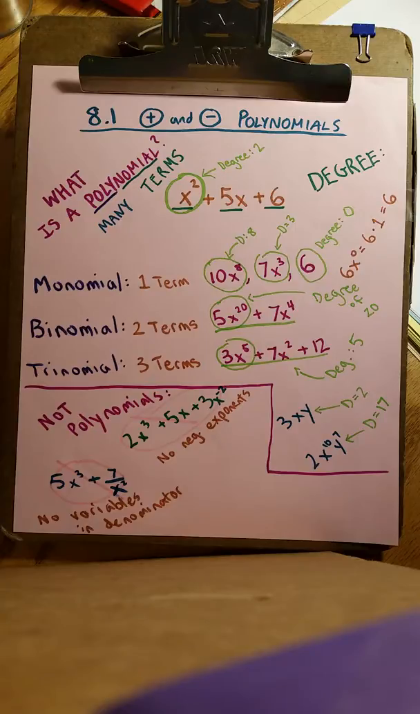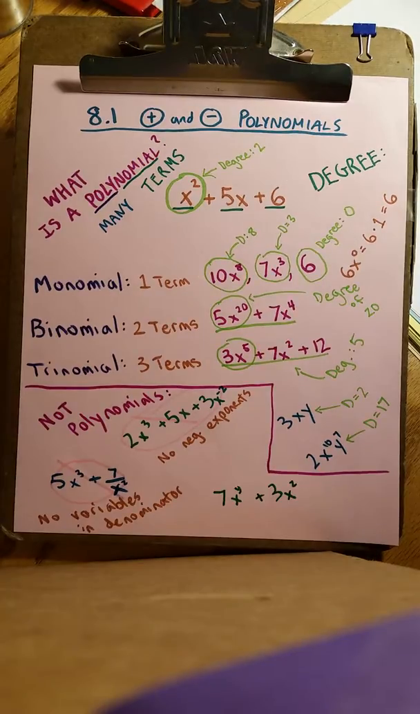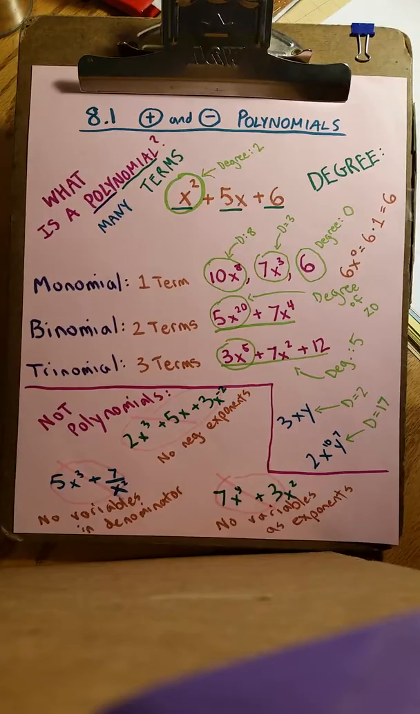Third, you cannot have any variables as exponents. 7x to the y plus 3x squared is not a polynomial. A variable in your exponent gives you an exponential, not a polynomial. So make sure to avoid negative exponents, variables in the denominator, or variables as exponents, because they are not polynomials.